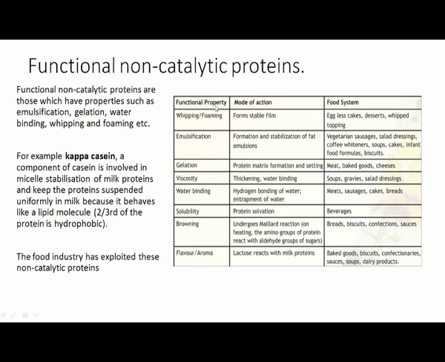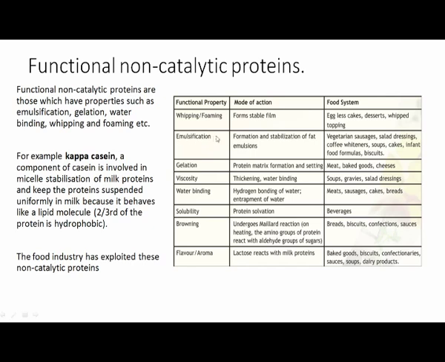So, what are the functional properties of those non-catalytic proteins? They may be used for whipping and foaming, for emulsification, for gelation, for viscosity, water binding, solubility, browning, and even flavor and aroma. Many of those proteins, the mode of action is also given in this table. For example, whipping and foaming forms a stable film, and in foods like eggless cakes, desserts, whipped topping, you need this kappa casein.